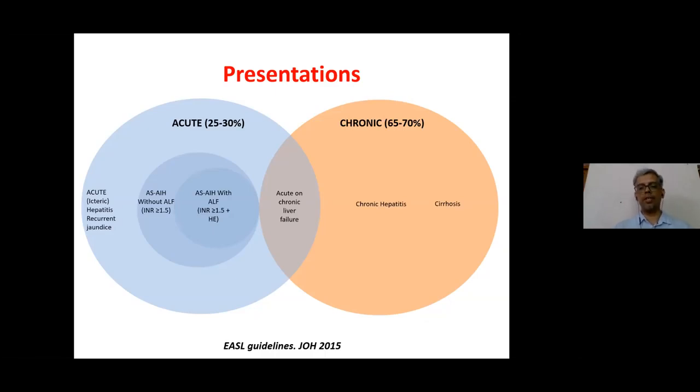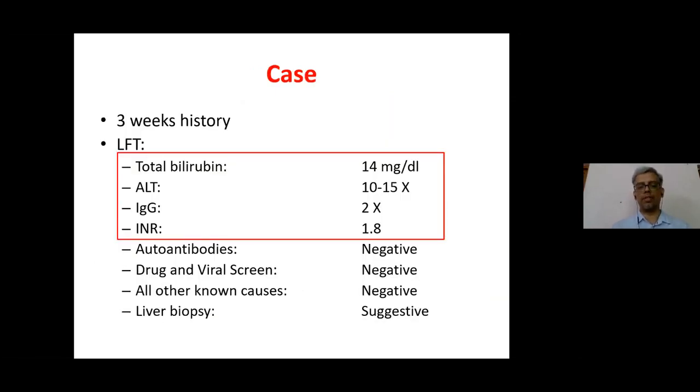Now let's switch gears and talk about acute presentations. So our patient now is the next patient who presented to us with a 3 weeks history. That's a short history with a very high bilirubin of 14. Liver enzymes are in the range of 15 times. IgG level is 2 times. INR is 1.8.